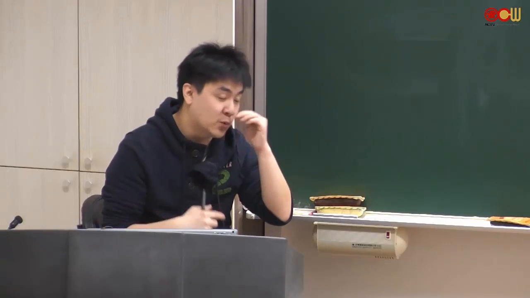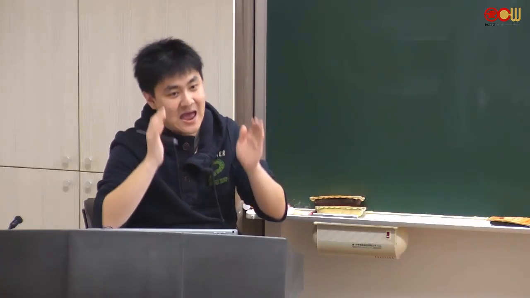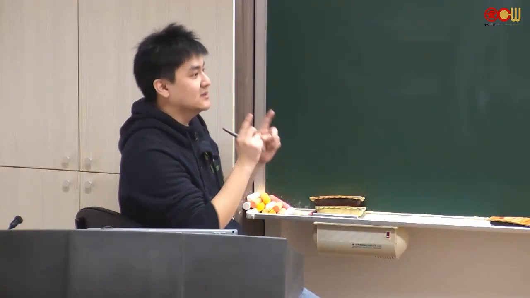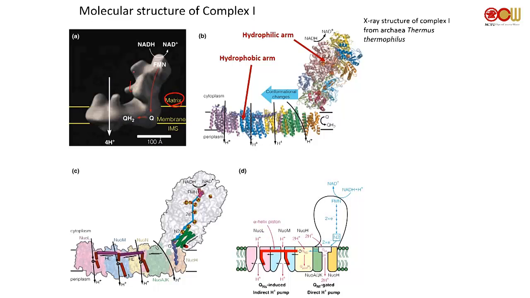Why is that important? Because you need a soluble portion of the enzyme that can interact with NADH. Remember, NADH is soluble. It is not in the lipid phase; it is found in the aqueous phase. So you need a portion that interacts with NADH. This arm is what we call the hydrophilic arm. You also have a hydrophobic arm buried inside the lipid. The hydrophilic arm interacts with NADH, turns NADH into NAD, and puts the electrons onto FMN.